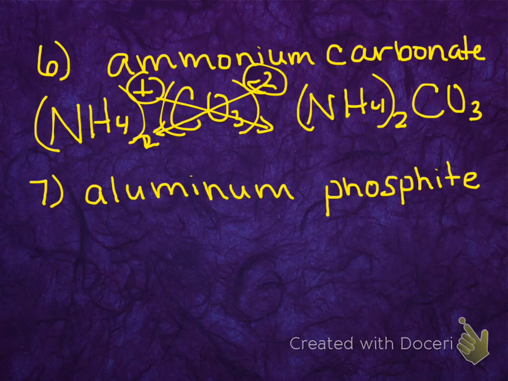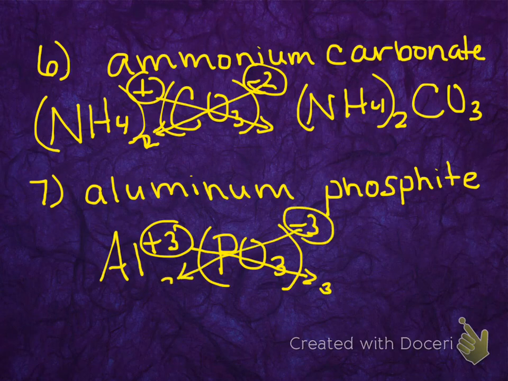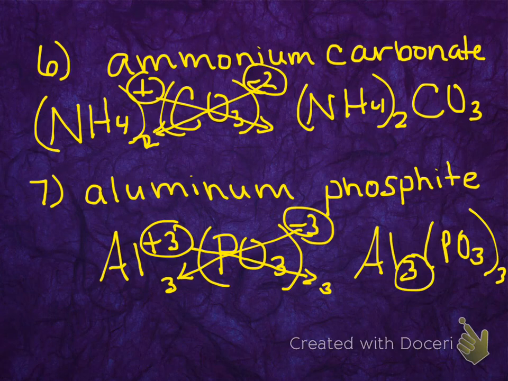Last one, aluminum phosphite. Al is +3. Phosphite from your polyatomic ion chart is PO3 -3. We're going to crisscross our charges down. We get Al3(PO3)3. Notice we've got 2 3's, so we have to simplify to AlPO3. Alright, so that's formula writing and naming for compounds containing polyatomic ions. Hope that helps. See you soon.